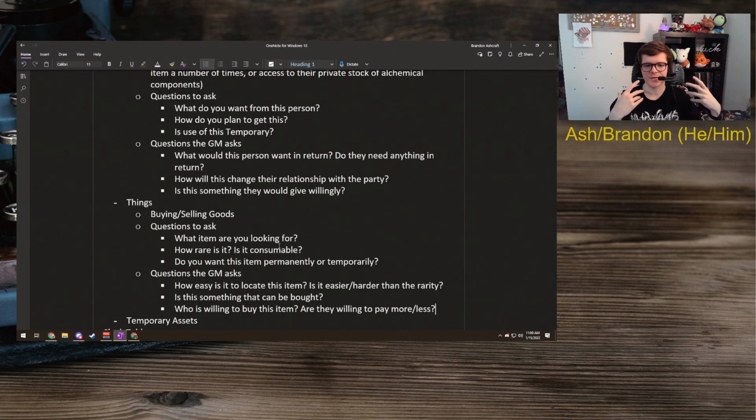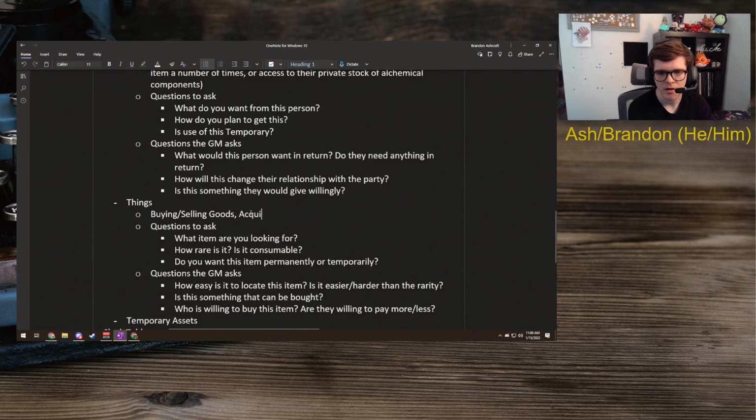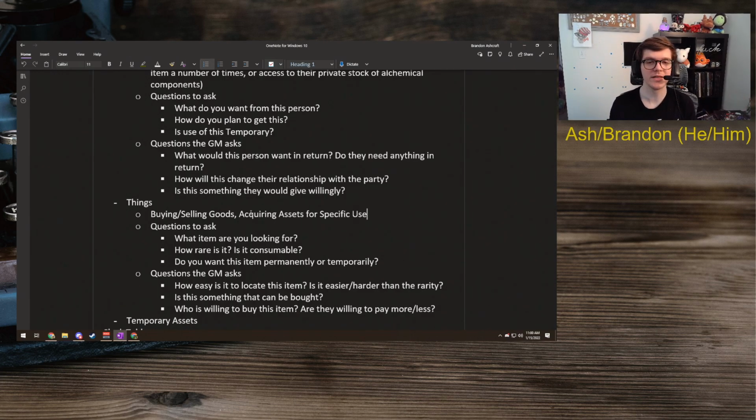Questions the GM can ask. And then acquiring assets for specific use. I need a ballista for this mission. Something like that. So what item are you looking for? How rare is it? Is it consumable? And do you want this item permanently or temporarily?